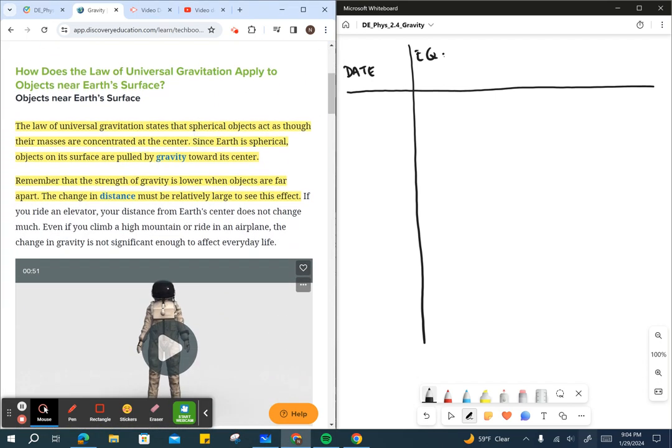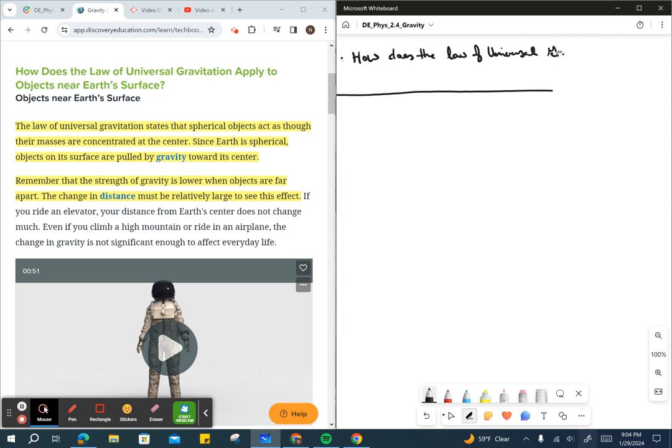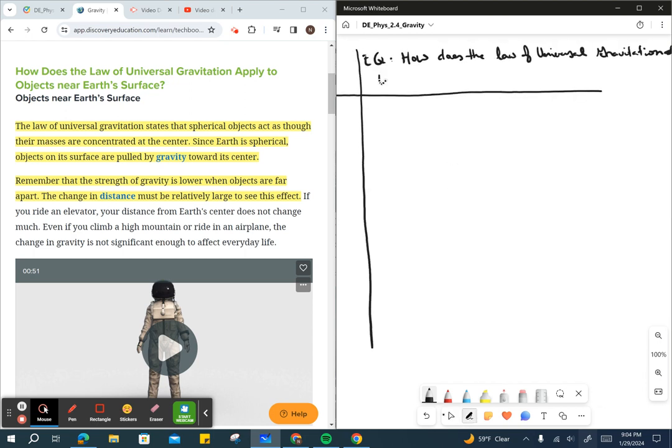Let's go and write down our essential question here. How does the law of universal gravitation, sorry about that, apply to objects near Earth's surface.